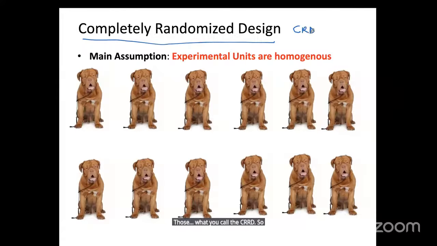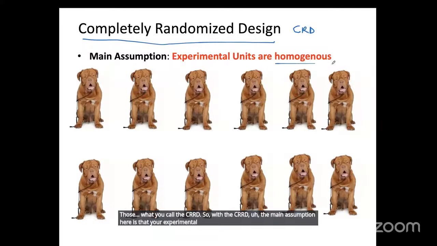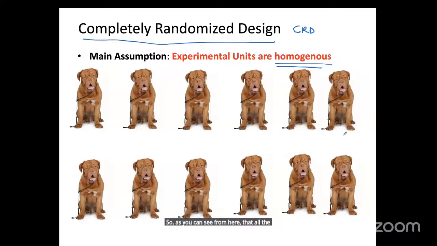So with the CRD, the main assumption here is that your experimental materials are homogeneous. As you can see from here, all the dogs are actually very similar. So if I give this dog treatment A, I give this dog treatment A, I give that dog treatment A, and we get a value of 10 here, maybe 8 there, maybe 12 there, this variation here will be what we call our experimental error.